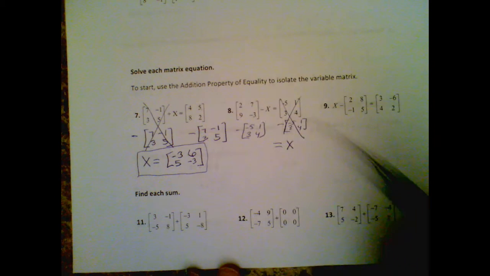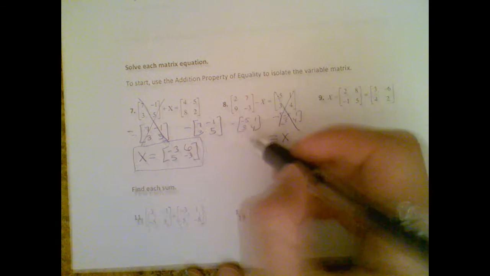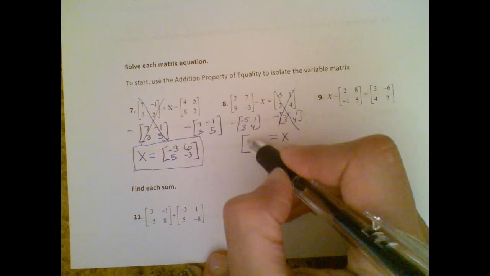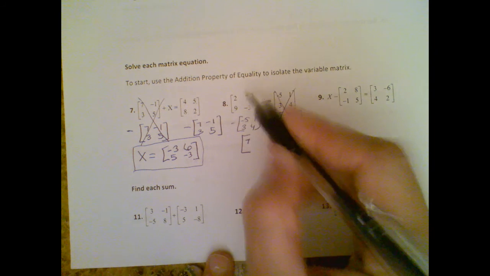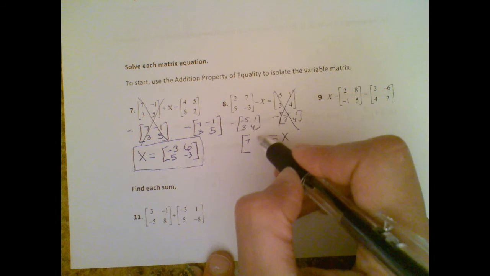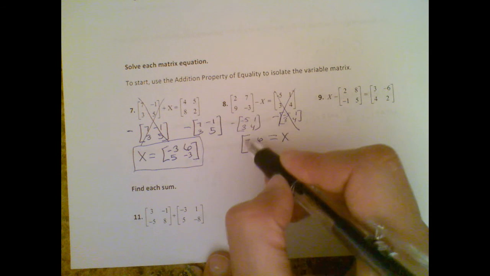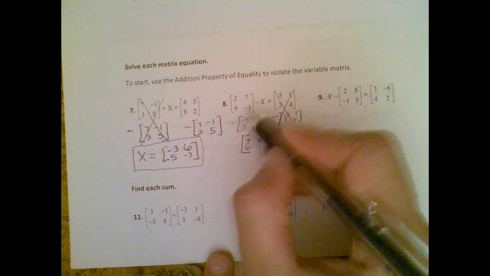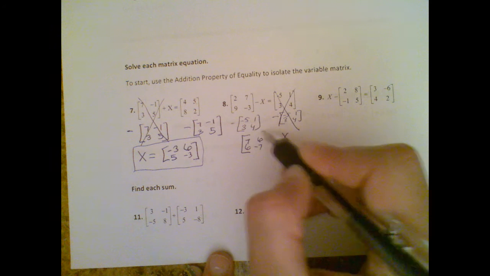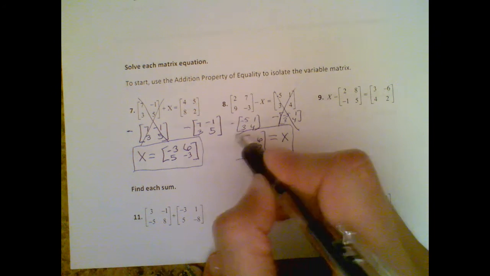subtracting these two matrices. So 2 minus -5. So the two negatives cancel out, so I get 7. 7 minus 1, I get 6. 9 minus 3 is 6. -3 minus 4 is -7. And then that would be my answer.